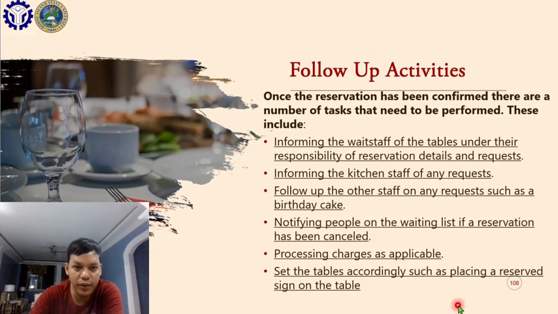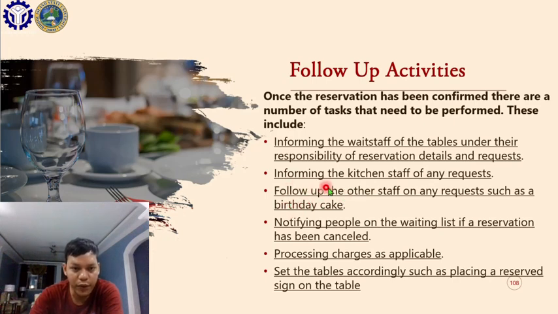So these are also the follow-up activities. Once the reservation has been confirmed, there are a number of tasks that need to be performed. These are the tasks that we need to perform for the follow-up activities. Number one, informing the wait staff of the tables under their responsibility, and of reservation details and requests. So we need to inform the wait staff after the follow-up, for the confirmation of the reservation.